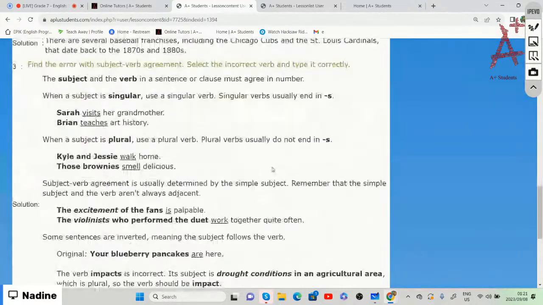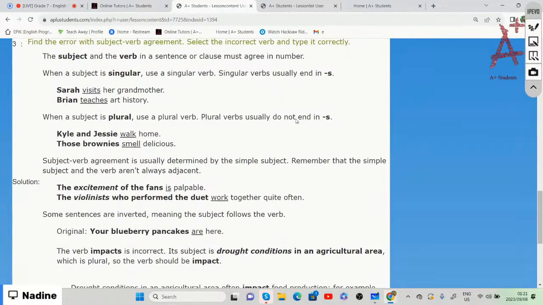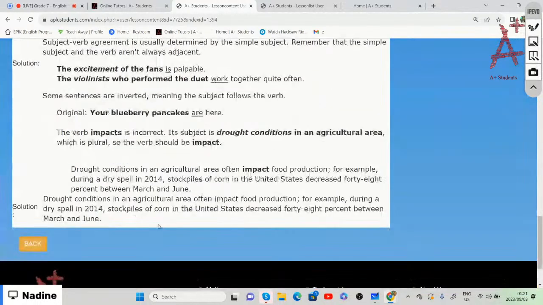Right, so here we've identified the subject. All right, yeah, drought conditions in an agricultural area often impact food production. For example, during a dry spell in 2014, stockpiles of corn in the United States decreased 48% between March and June.